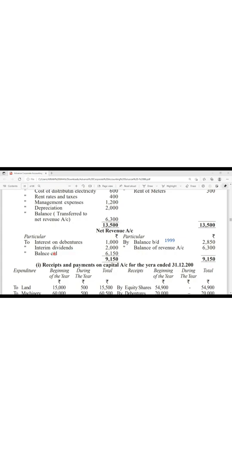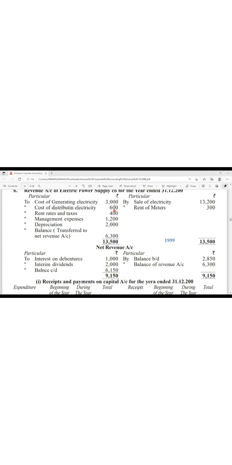Here come only debentures and dividends: interest on debentures, interest on shares and interim dividends. Then here is the total: to interest on debentures 1,000, to interim dividends 2,000. Total comes to 3,000. 9,150 minus 3,000, the balancing figure to be transferred to the capital account, is 6,150.